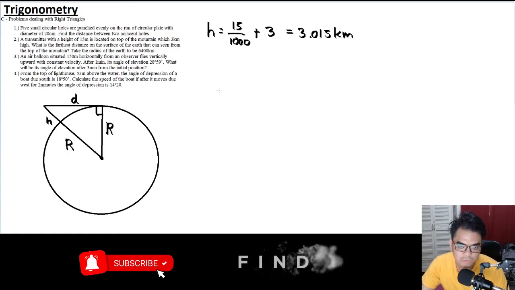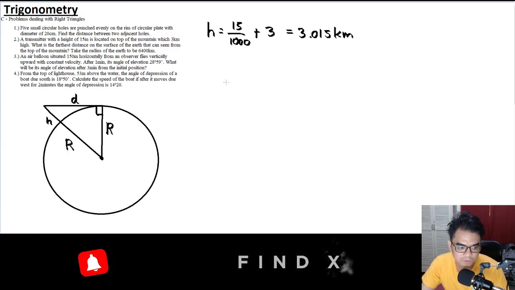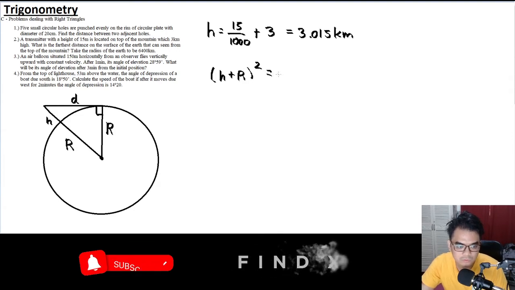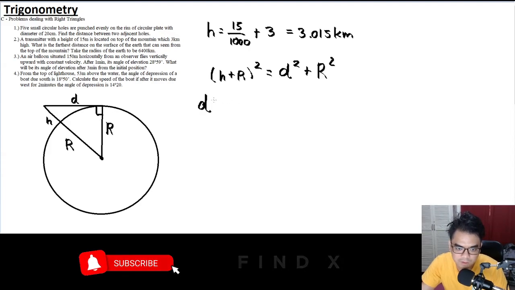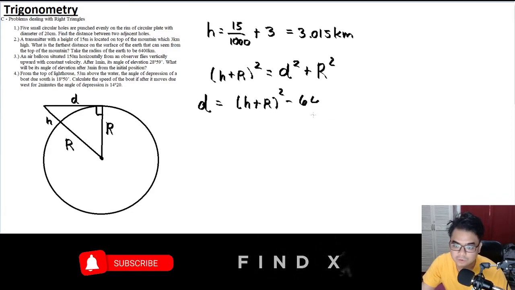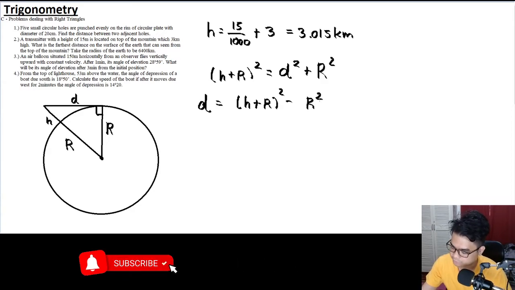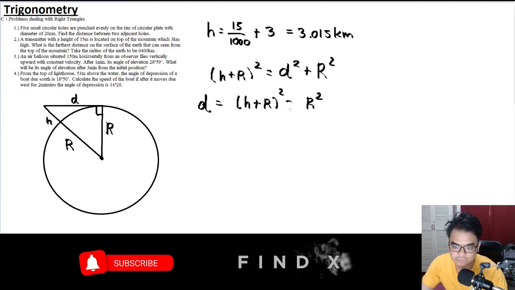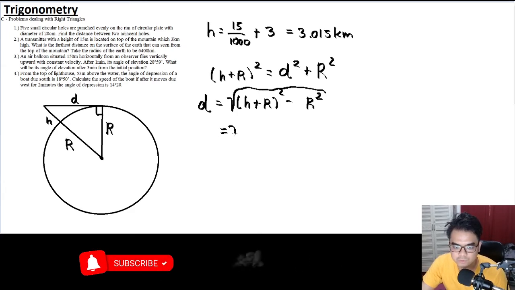Just use the Pythagorean theorem. Using the Pythagorean theorem, the hypotenuse will be h plus r, right? So your hypotenuse squared, h plus r squared, is equal to d squared plus r squared. If we want to find d, all you have to do is take h plus r squared minus r squared, and I forgot the square root. Square root.